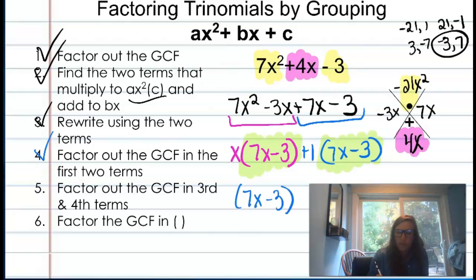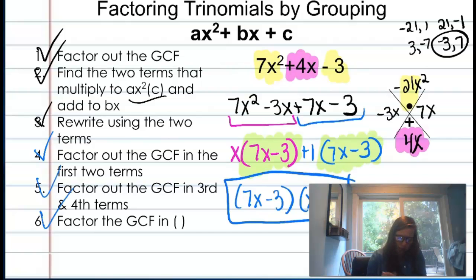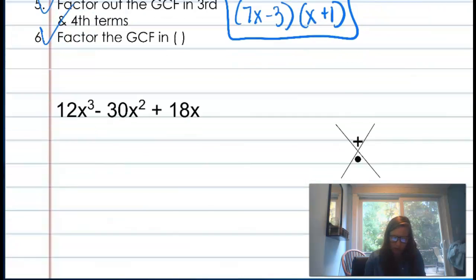And what I have left in the pink term is x, and what I have left in the blue term is 1. And that would be your final answer. So you factor it out, and then we put the GCF in the parentheses.